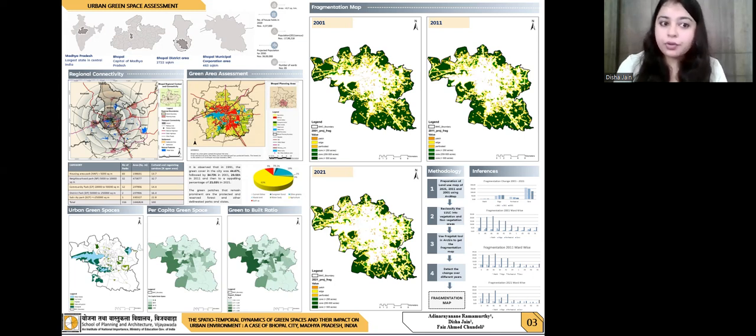And to evaluate the green space assessment, we have also done the fragmentation analysis. Our fragmentation analysis revealed a concerning trend of green spaces in the city, which decreased from 44.67% in 2001 to 17.03% in 2021. And the remaining potential green patches are primarily reserved and protected forests, along with the delineated parks and vistas.